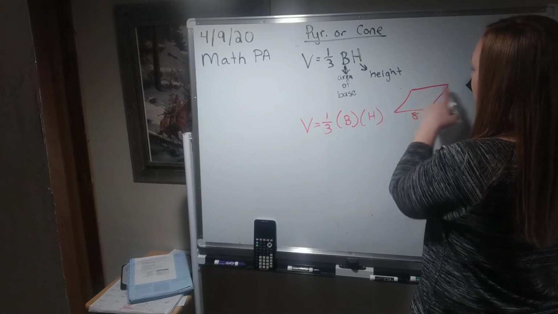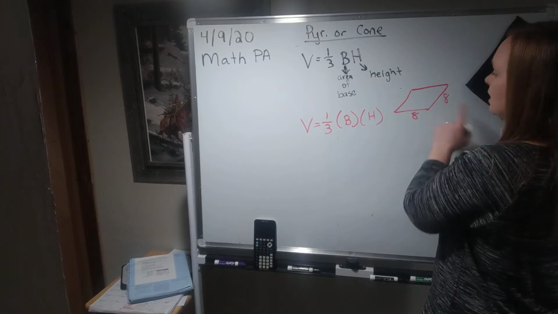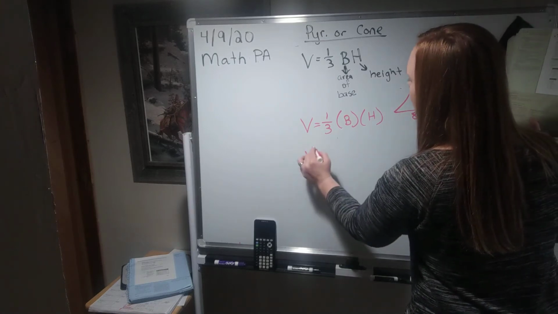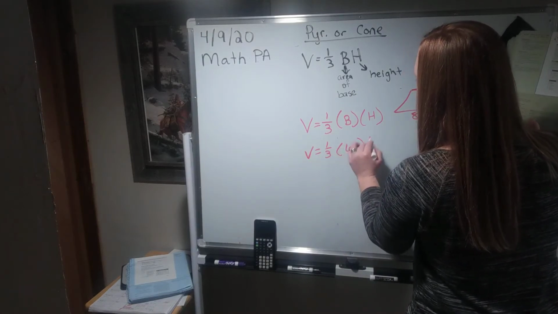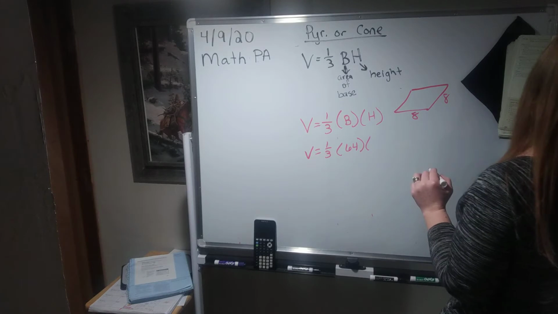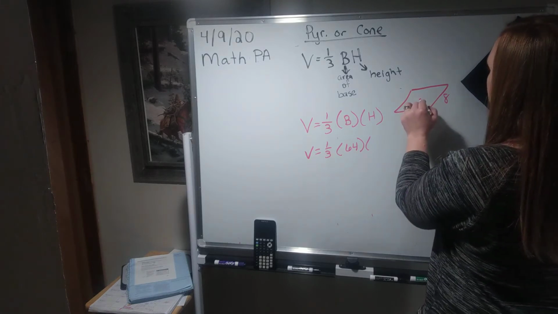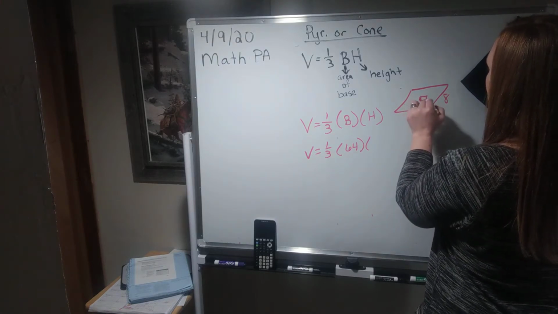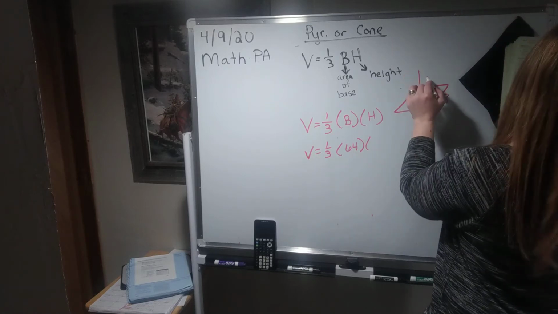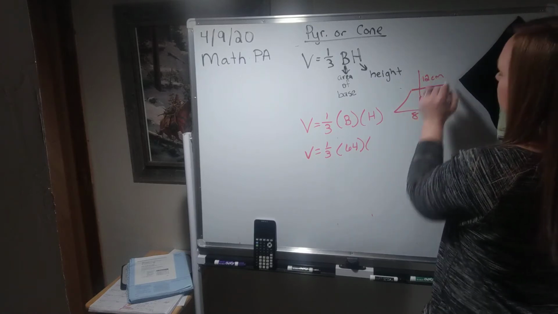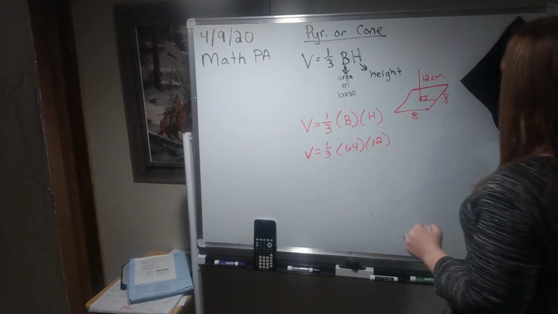So how do I find the area of a square? 8 times 8 is 64. So I can go ahead and fill that in. And the height we can see of the shape is 12 centimeters. So it starts in the middle, makes that little right triangle, and goes up to the point. Okay, and that one is 12 centimeters. So our height is 12.